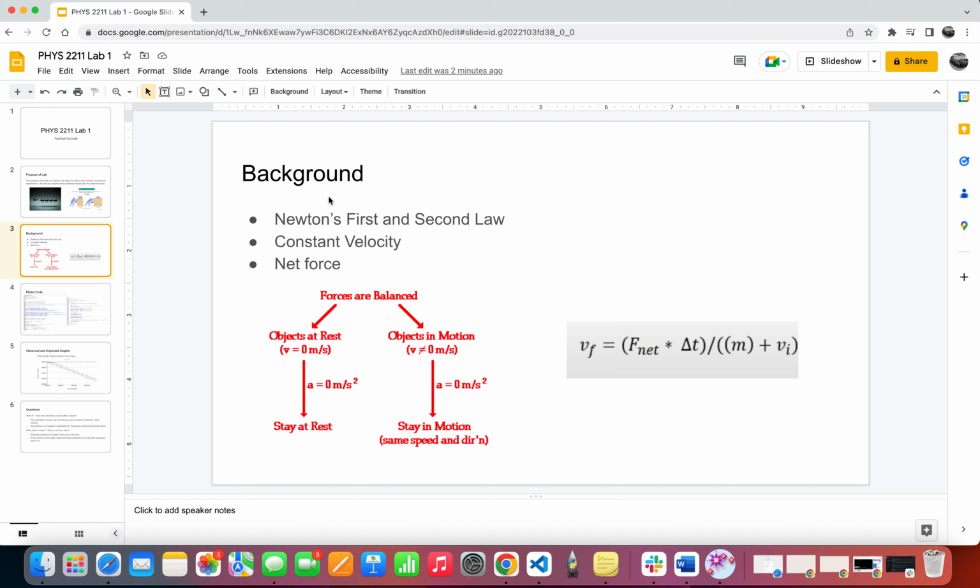The background of this lab is Newton's first and second law, as we discussed in the previous slide, constant velocity and net force. Right here you can see the forces are balanced. An object at rest will stay at rest and acceleration is 0. An object in motion stays in motion, acceleration is also 0. And this is the formula for final velocity that we used, and it uses force and delta t.